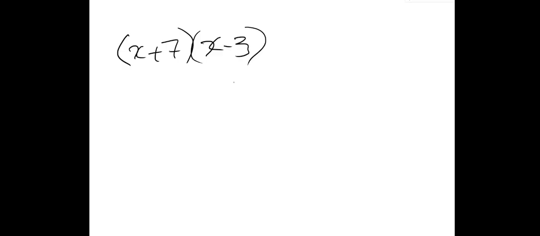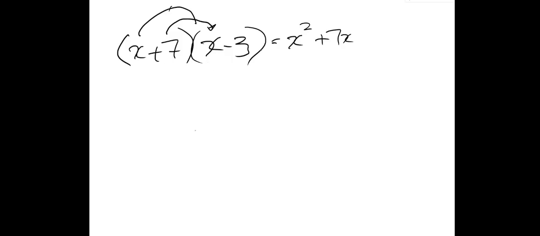Another example. x plus 7, x minus 3. Same again. Top to top. So x times x is x squared. 7 times x is 7x.